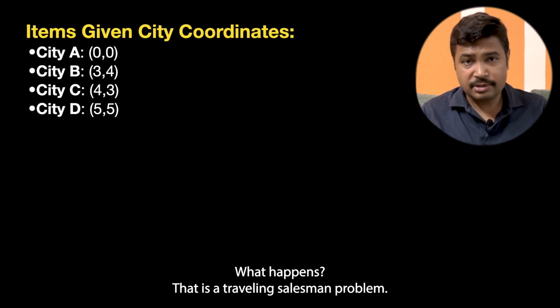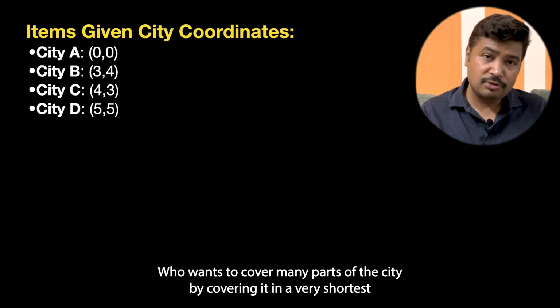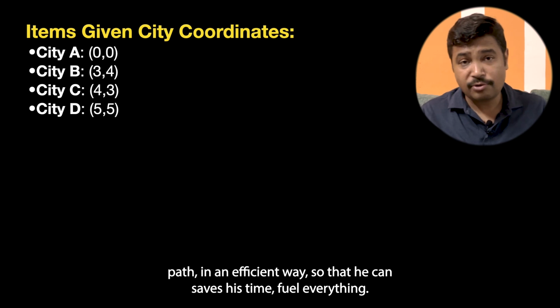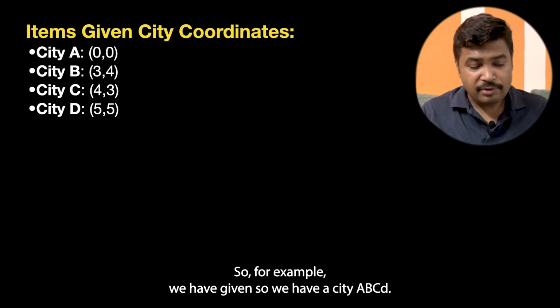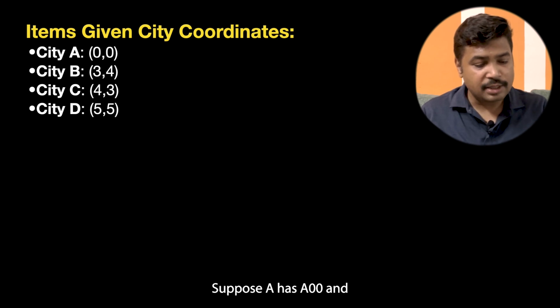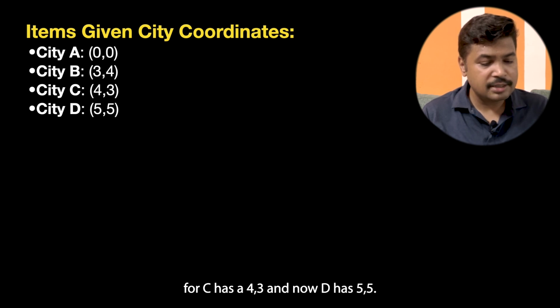Now before jumping into the code, let me explain with an example of one salesman in TSP. A salesman wants to cover many parts of the city by covering it in the shortest path in an efficient way, so that he can save his time, fuel, everything. For example, we have cities A, B, C, D, or you can consider them as places whose coordinates are given. Suppose A is at 0,0, B is at 3,4, C is at 4,3, and D is at 5,5.